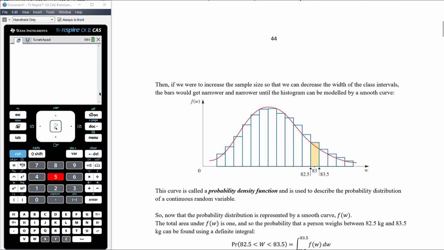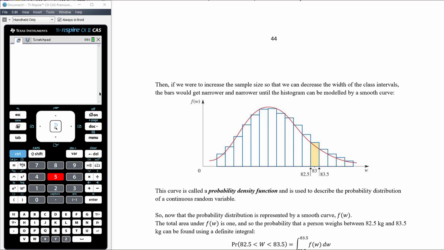Alright, so then if we were to increase the sample size so that we can decrease the width of the class intervals, the bars are going to get narrower and narrower and narrower. So instead of having a bar that represents 82.5 to 83.5, if we've got lots and lots of data, we can actually have a bar that measures 82.5 to 82.6, and we'd have enough people that would fit in each of those very small narrow categories to still create a histogram. And if we kept doing that, this idea that if we make the intervals narrower and narrower, we're essentially going to be able to create a smooth curve that defines the probability distribution.